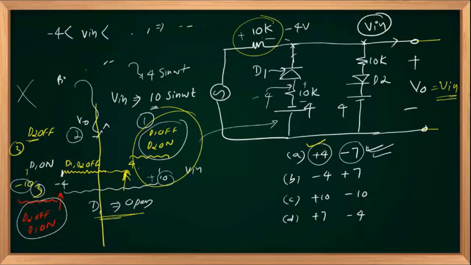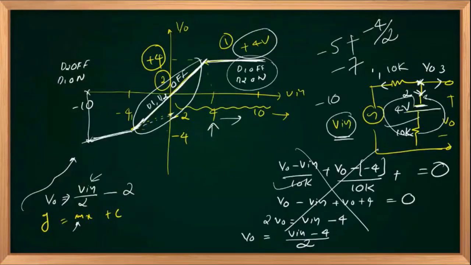When both are off, both branches are open, then Vout equals Vin, no change. When D2 is in off state, then also there is no change in the transfer characteristics. When the D2 branch is open, we'll have a Vout based on this. So this curve won't change, it will be the same, right?